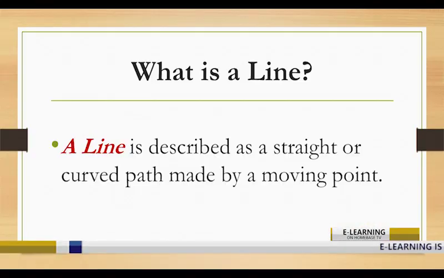Now, the flag stand in your school is showing a particular type of lines. Animals around us have various shapes and types of the various lines. As I stand to teach, I am showing a particular type of a line. What then is a line? A line is described as a straight or curved path made by a moving point.